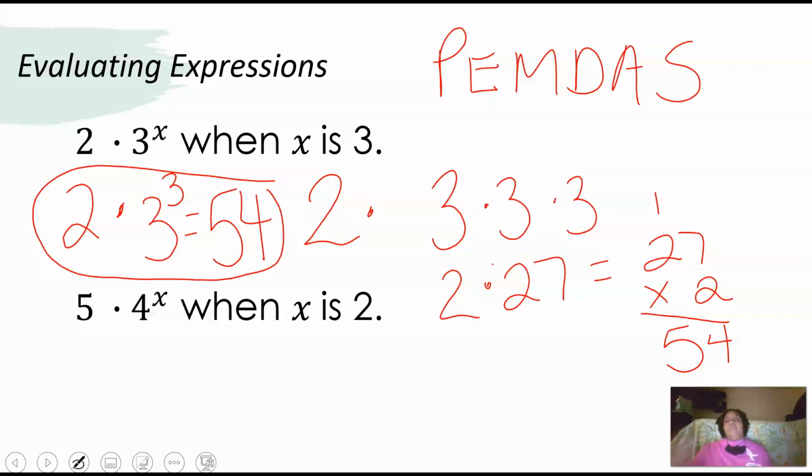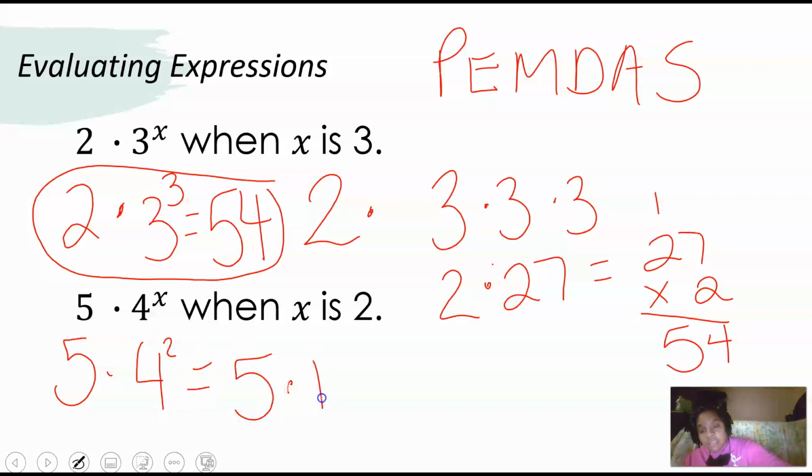Okay? And if you have 5 times 4 to the x, and x here is 2, so we know if we evaluate this, we say 5 times 4 squared is actually 5 times 16. And once again, 16 times 5, you have 80.